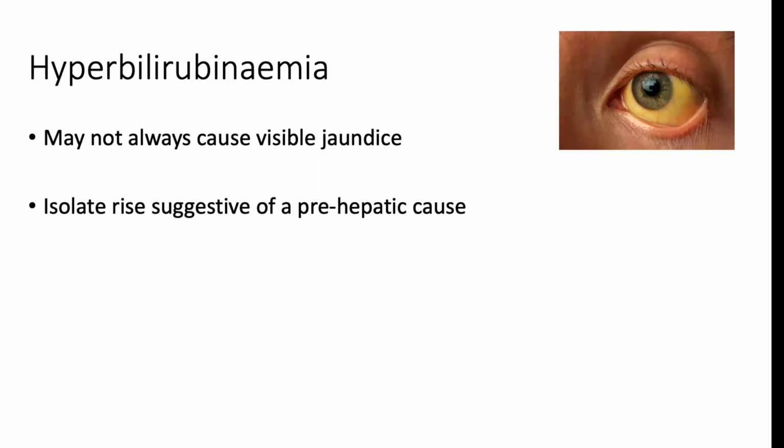So the next thing on the liver panel, bilirubin. So hyperbilirubinemia may not always cause a visible jaundice. It's sometimes a lot more subtle than you might suspect, which is why it's important to do a very thorough exam. You may only see it on the sclera of the eye, so you can see that in the picture there, and it may not be obvious when looking at the patient from the end of the bed. An isolated rise in bilirubin is suggestive of a pre-hepatic cause.